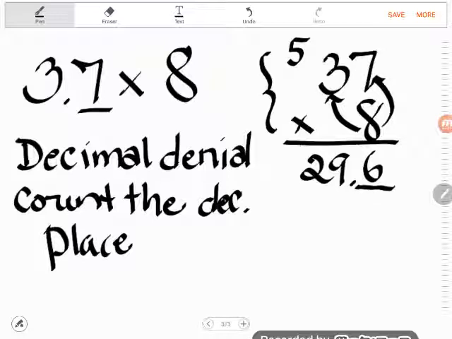And I hope this makes sense to you, because if I have something that's somewhere between 3 and 4 multiplying by 8, I would expect to get something between 3 times 8, which would be 24, and 4 times 8, which would be 32. And look at this, I get 29.6.